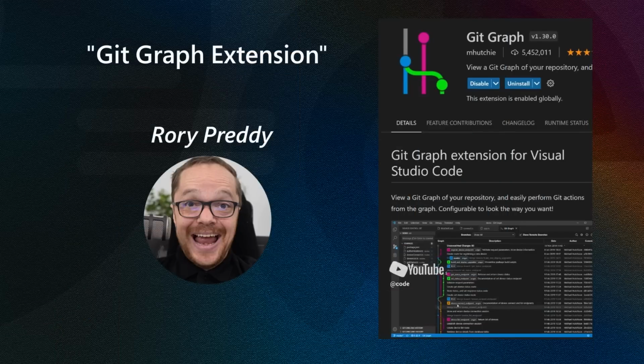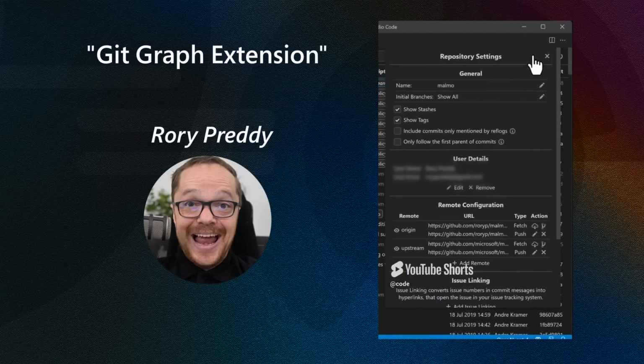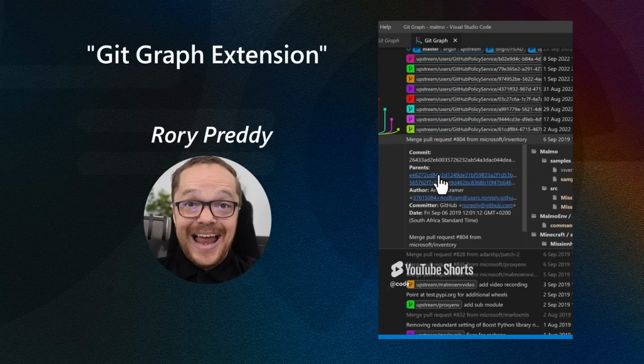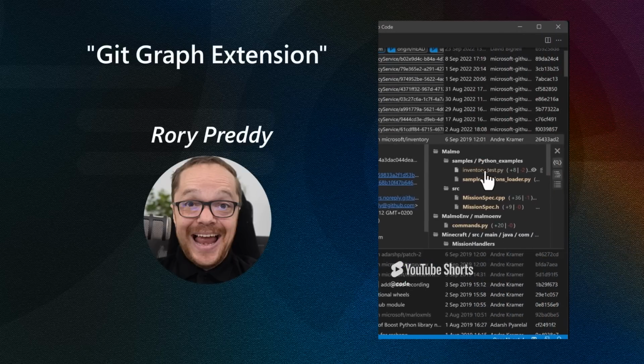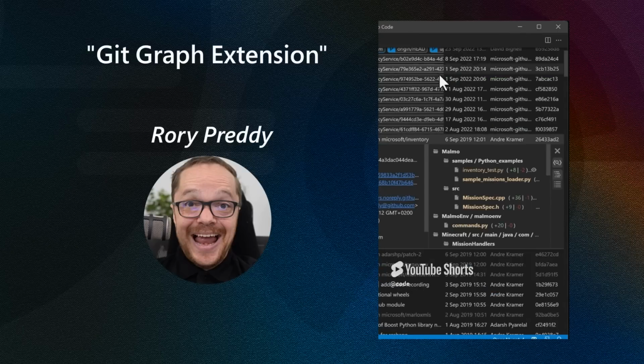Git Graph is my extension of the week. Start out on any Git project. Once you've done that, you can manage your origin and upstream repositories with ease. You can also review your commits. You can start a review, and then once you have that, you can actually go through file by file and make sure that you can complete your review easily.